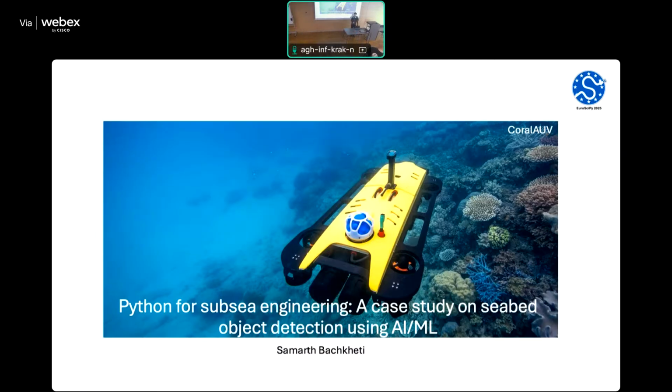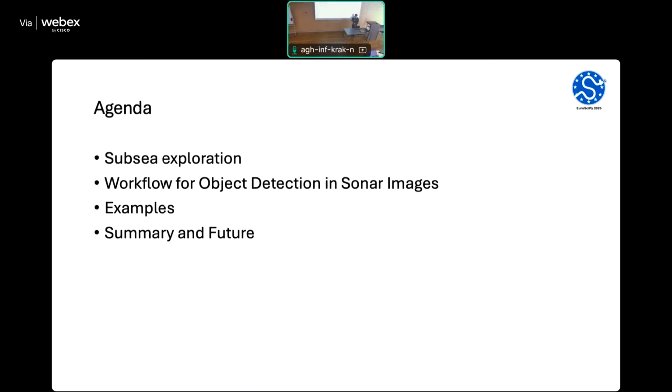But today, don't worry, I'm not going to talk a lot about subsea engineering. Moreover, I'm going to give you a glimpse of how we use these workflows and why this is important. I'm showing you a picture of a coral AUV from the Australian Institute of Marine Science. And why this picture? Because look at these corals. They're beautiful, they're stunning. And it's essentially a drone that measures coral health and works on optical imaging. But today, we're going to work on something else, which is acoustic imaging or sonars.